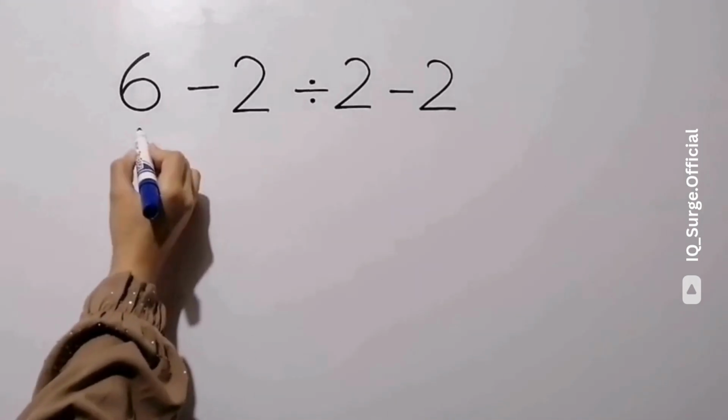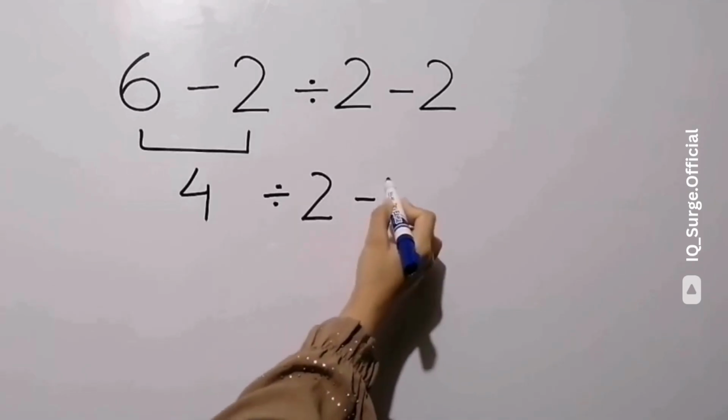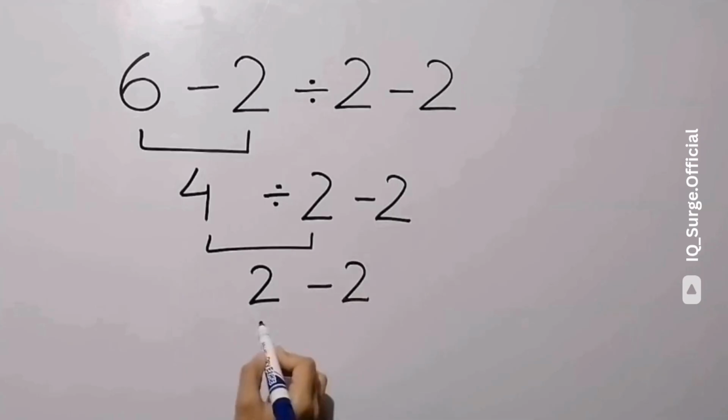6 minus 2 gives us 4. Now the expression becomes 4 divided by 2 minus 2. 4 divided by 2 gives us 2. And 2 minus 2 is just 0.